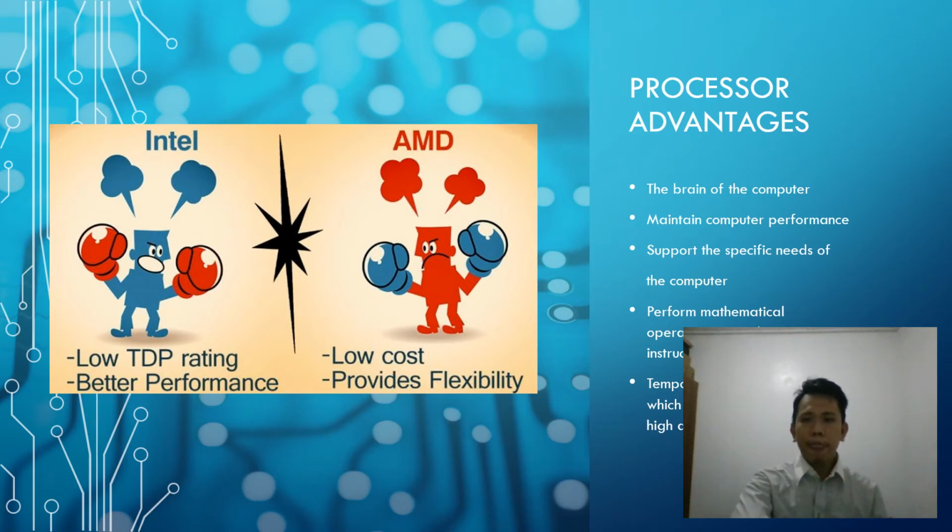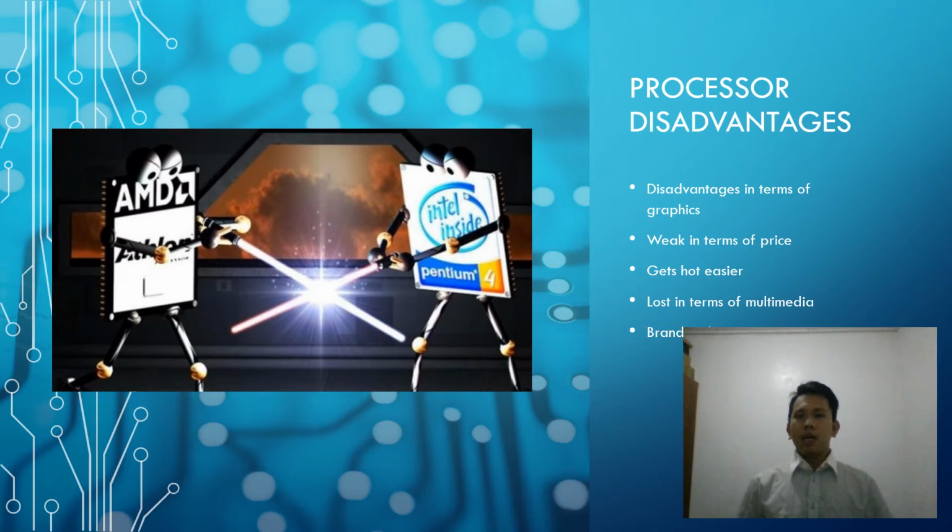Okay, next, I will explain about processor disadvantages. The first is disadvantages in terms of graphics. Intel graphics quality is still inferior to AMD. To maximize its graphics, it is not uncommon for laptops that use Intel to have additional discrete graphics so that the graphics get better.